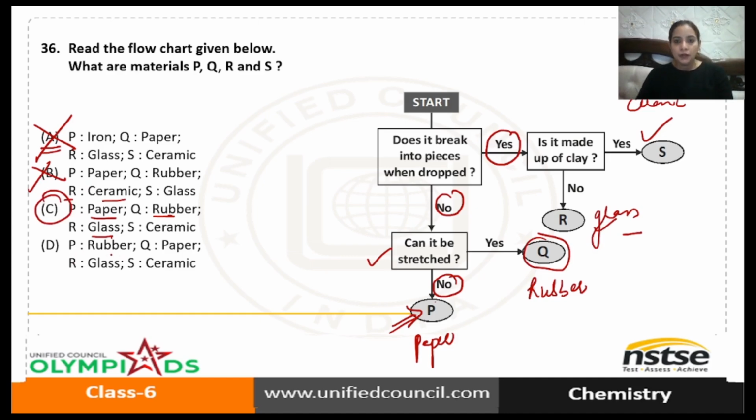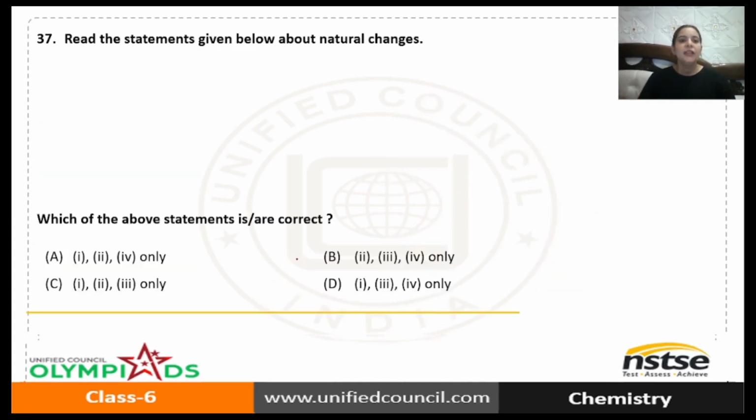P, rubber. That is, it doesn't break. Can it be stretched? No. Again, false. So which option is correct here? Option C is correct. Because paper is the one which doesn't break into pieces when dropped, and it cannot be stretched either. Rubber is the one which doesn't break, and can be stretched, and then this is rubber. So which option is correct? Option C.